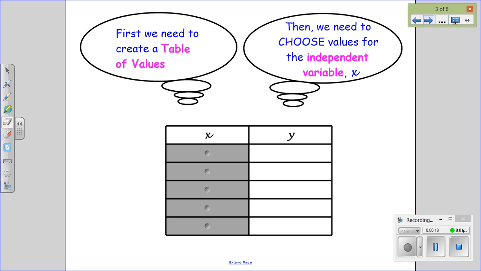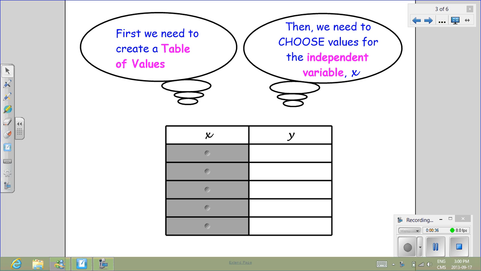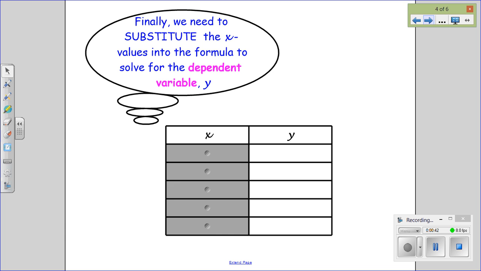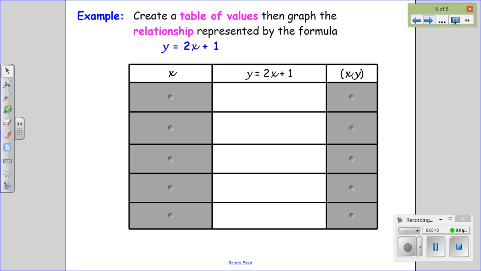First, we need to create a table of values, and then we need to choose values for the independent variable x. So we can pick some values for x. And I might start with picking x is -2, x is -1, x is 0, x is 1, and x is 2. Then we would need to substitute the x values into the formula to solve for the dependent variable y.